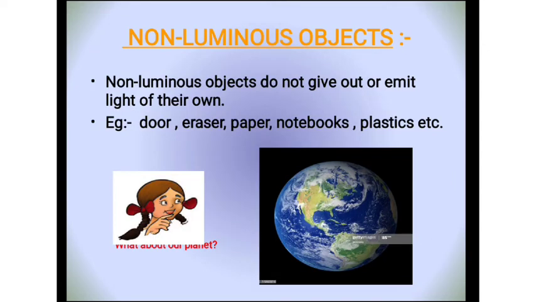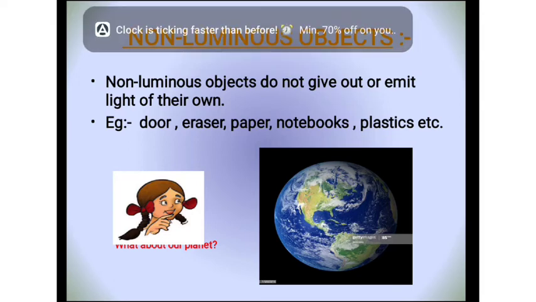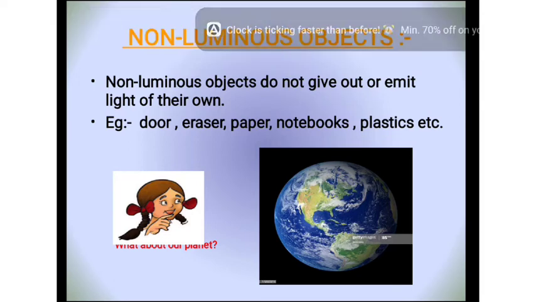Next is non-luminous objects. Those objects which do not have their own light, we call them non-luminous objects. For example, door, eraser, paper, notebook, plastics. They all are non-luminous objects. Right? Here is one question for you. What about the moon? Is the moon a luminous object or a non-luminous object? This you will tell me.